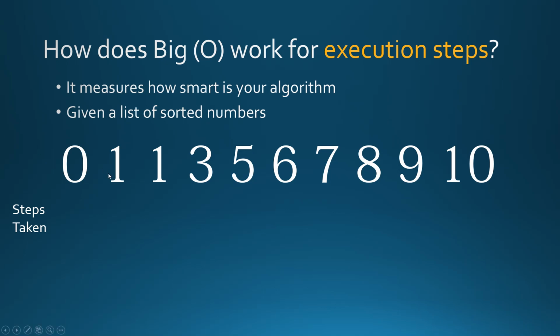So we're given this list: 0, 1, 2, 3, 4, 5, 6, 7, 8, 9, and 10. This list is sorted. So I'm going to ask you to find 7, and you can just look. How can you find 7 here? It's very simple, it's in front of you.